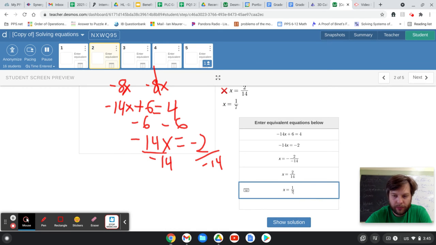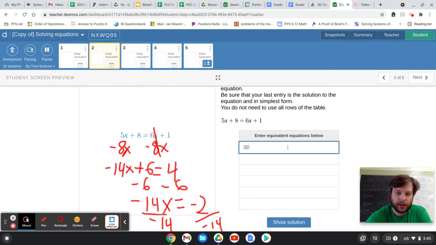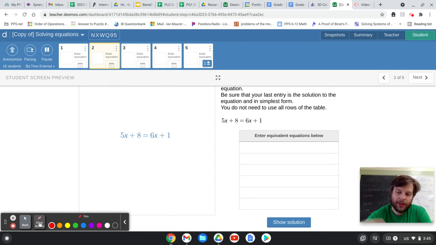Okay, so now I have a new problem. I'm going to delete all my work. I'm going to clear out the page. On the last problem, I moved my x's to the left side. I'll move my x's to the right side on this problem just to show a different way of doing it.